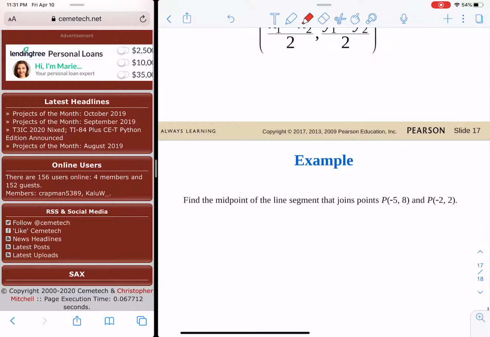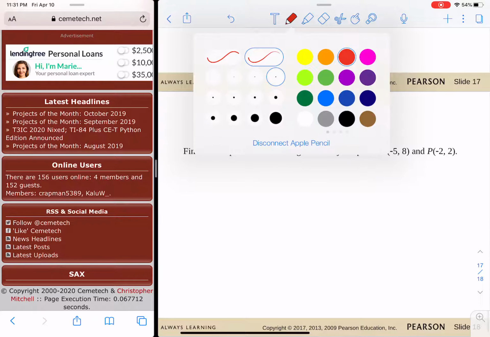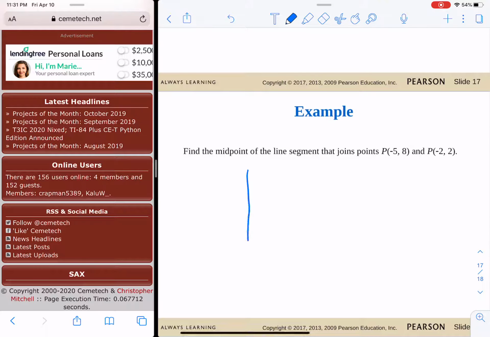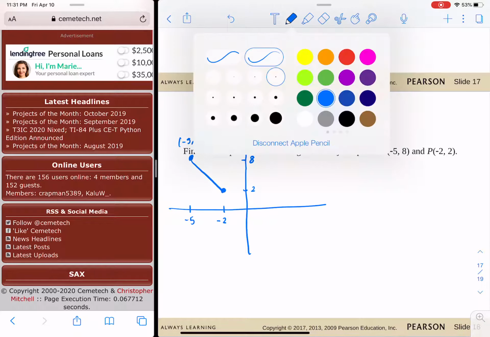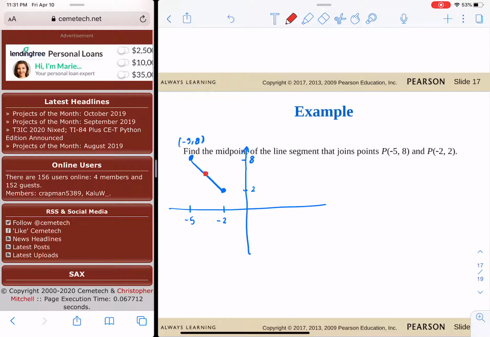So using the same argument, let me start with the graph here. So if we have the same 2 points, which is -2 and 2, and we have -5 and 8, which should be right over there. So -5 and 8, and that is a line segment between the two, and we want to find the midpoint. The midpoint is a point that's over there, and we'd like to know what that point is.